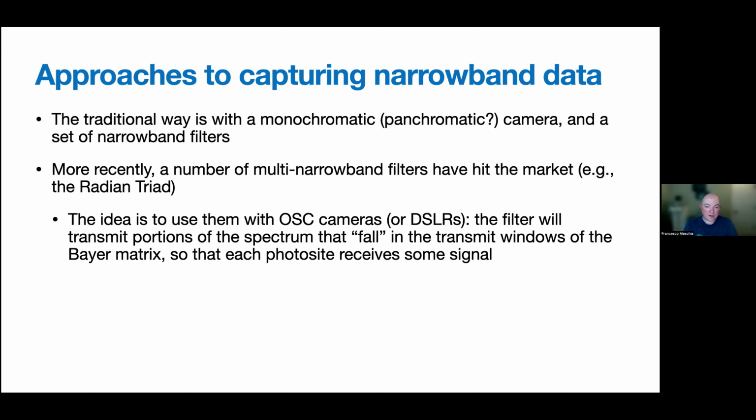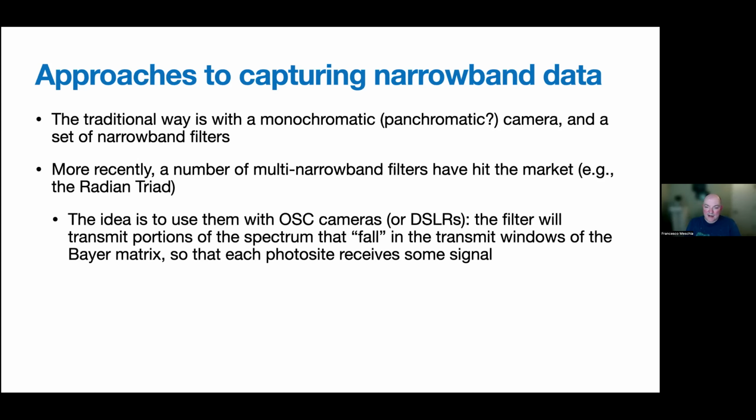There's also a reason to use them with a mono camera as an alternative to the luminance filter. So luminance is a filter that cuts everything shorter than 400 nanometers and typically longer than 700 nanometers. But instead of using that, you could use a multi-narrowband filter if what you're trying to image, of course, is emitting light in those wavelengths.